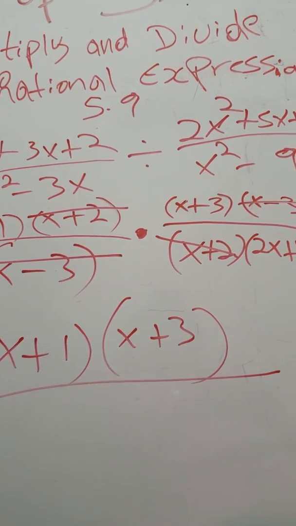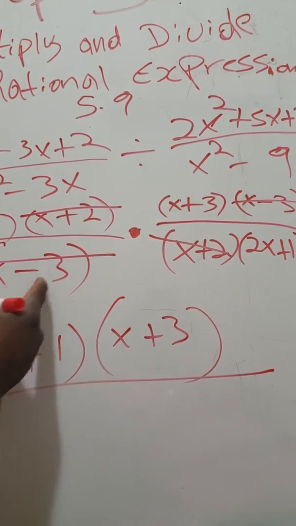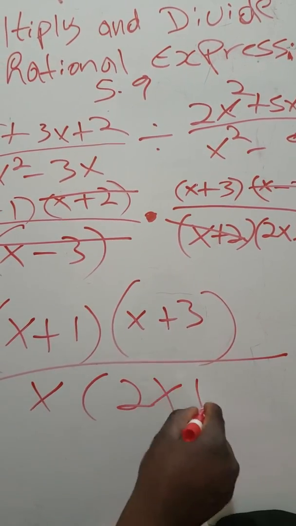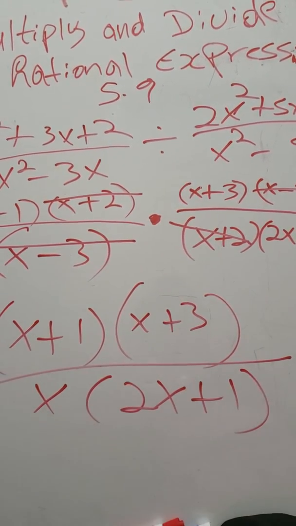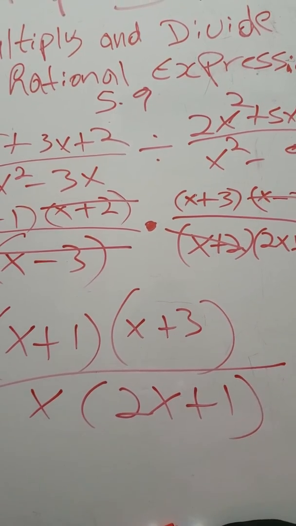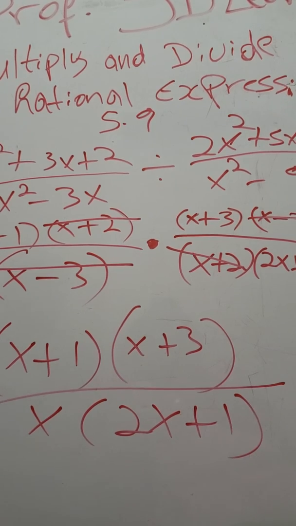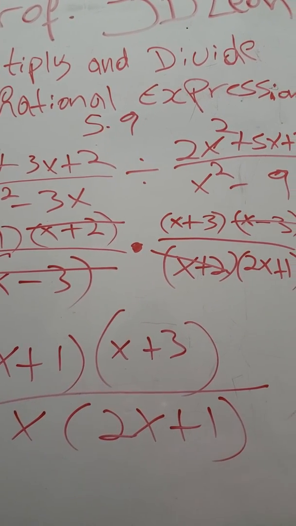So that goes up here. And then in the bottom, all you have left is x times 2x plus 1. And that would be your final answer. That's it for dividing our rational expressions.